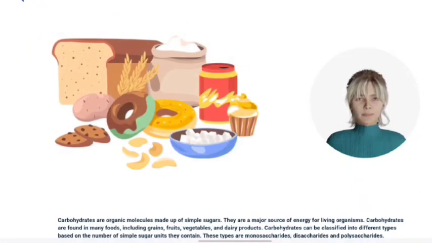Carbohydrates are organic molecules made up of simple sugars. They are a major source of energy for living organisms. Carbohydrates are found in many foods, including grains, fruits, vegetables, and dairy products. Carbohydrates can be classified into different types based on the number of simple sugar units they contain. These types are monosaccharides, disaccharides, and polysaccharides.